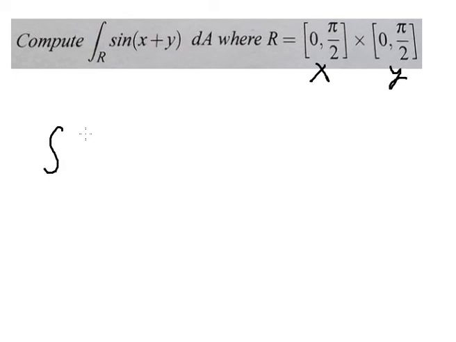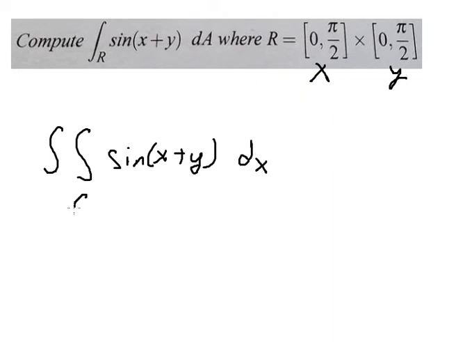So we will have sine of x plus y. This is about x, so we put x and we have the bounds from 0 to b over 2. Similar for the second one.